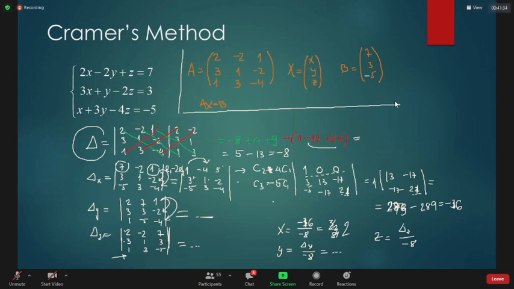But the thing is that when the determinant is not equal to zero, we have a specific solution. Otherwise, it can be parallel lines or lines in different planes.